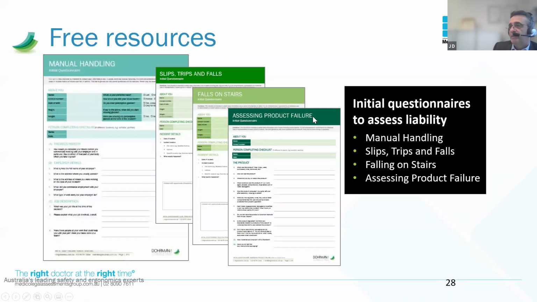We also have a number of free resources available on our website to be able to assist in gathering the information which is important at the time, to be able to assist us and yourselves in establishing what happened and what the main issues are. So we've got various items from manual handling, slips, trips and falls on stairs, and we can use this information to better assess the issues.